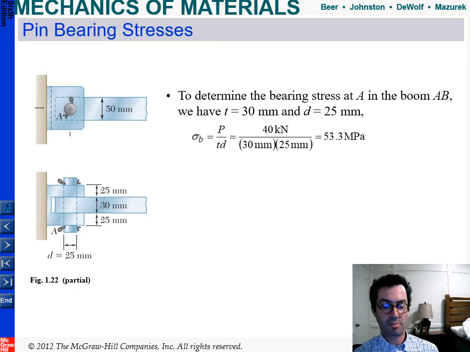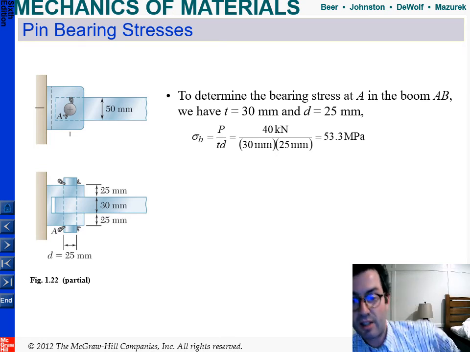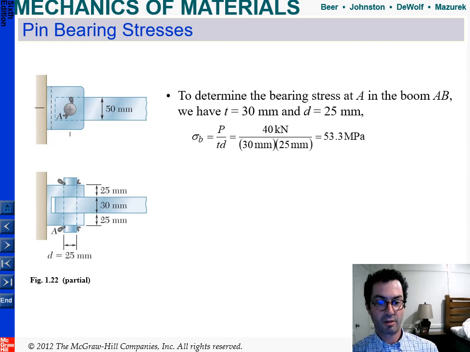Okay, let's talk about pin shearing stress. So now we're down on the part where the horizontal member attaches to the wall. And we want to determine the bearing stress on A in the boom AB, where we have a thickness of 30 millimeters. Remember, this is a rectangular horizontal member, and the clevis on either side is 25 millimeters. And the diameter of our pin is 25 millimeters.